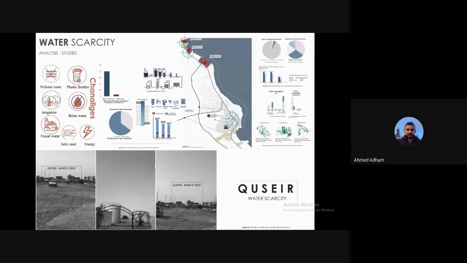These pictures we took during our visit, showing how the local community are getting their water, and it's quite a difficult situation to handle in daily life. Here are some charts and the diagrams discussed before with the first group, showing the domestic uses of water and water consumption in the resorts.